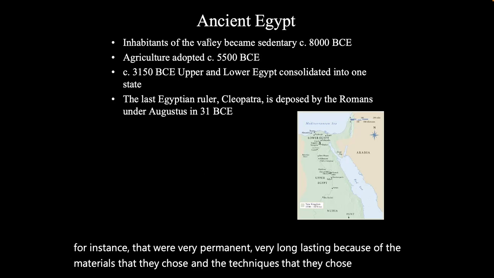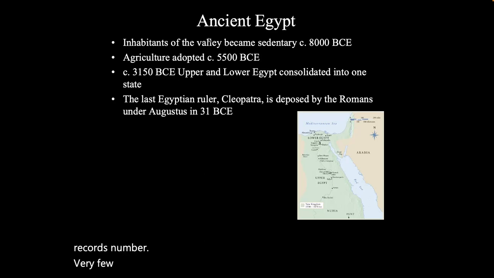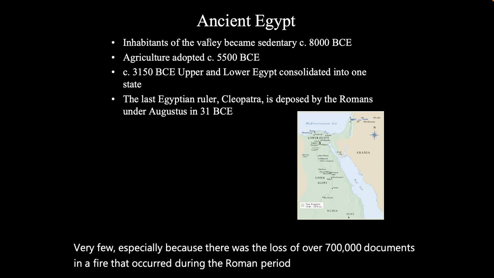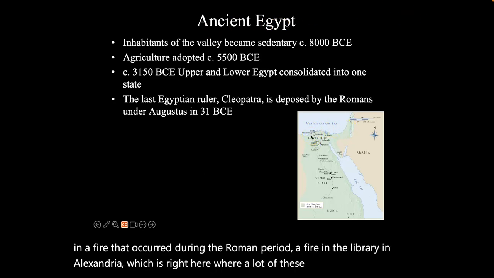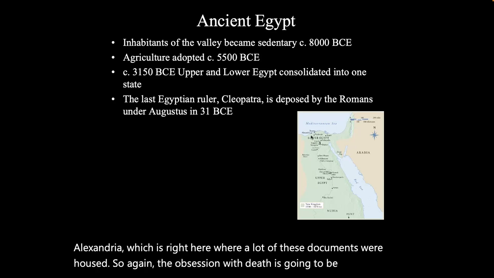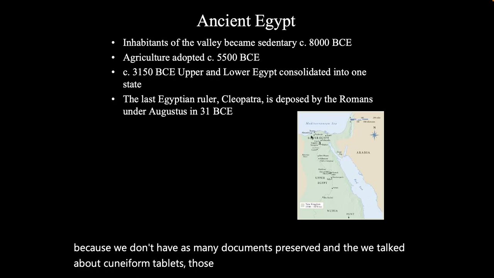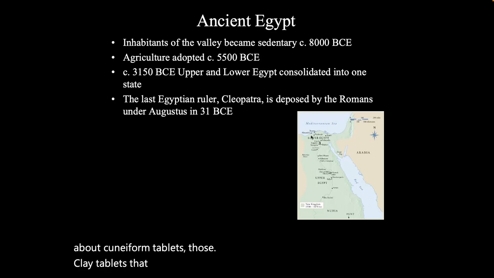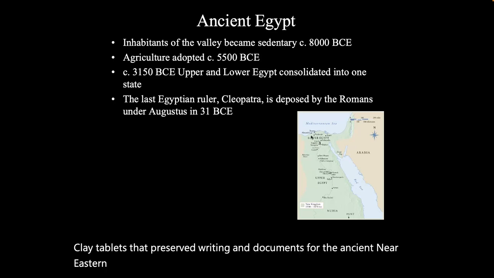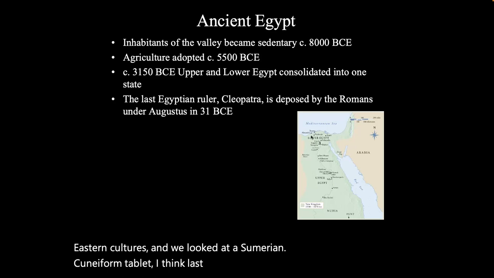Now, written records number very few, especially because there was the loss of over 700,000 documents in a fire that occurred during the Roman period, a fire in the library in Alexandria, which is right here, where a lot of these documents were housed. So again, the obsession with death is going to be really important because we don't have as many documents preserved. And we talked about cuneiform tablets, those clay tablets that preserved writing and documents for the ancient Near Eastern cultures. And we looked at a Sumerian cuneiform tablet, I think last lecture that I gave.